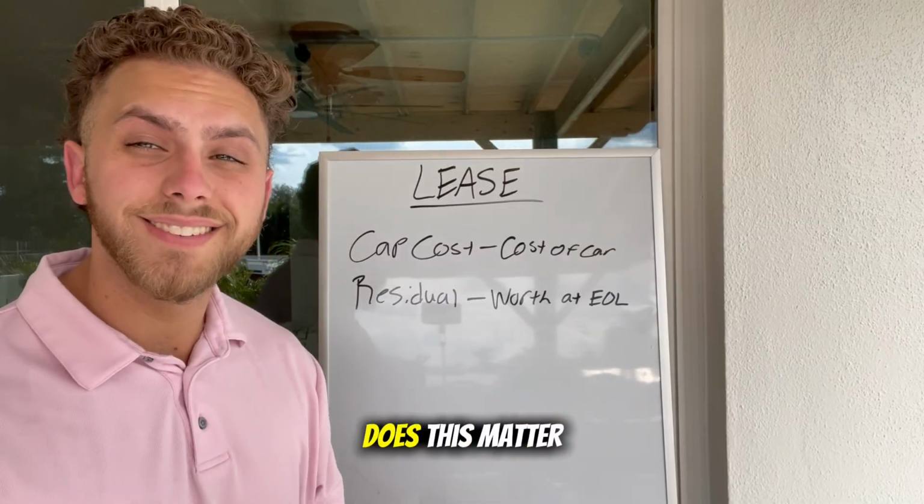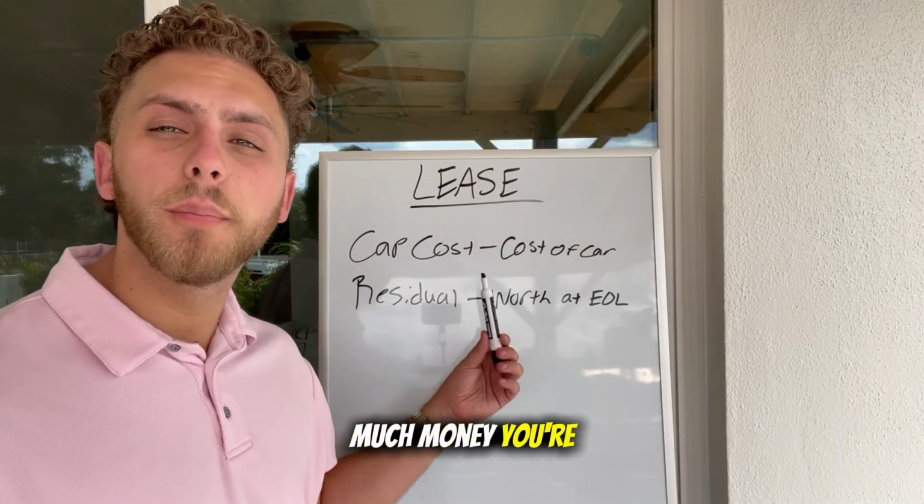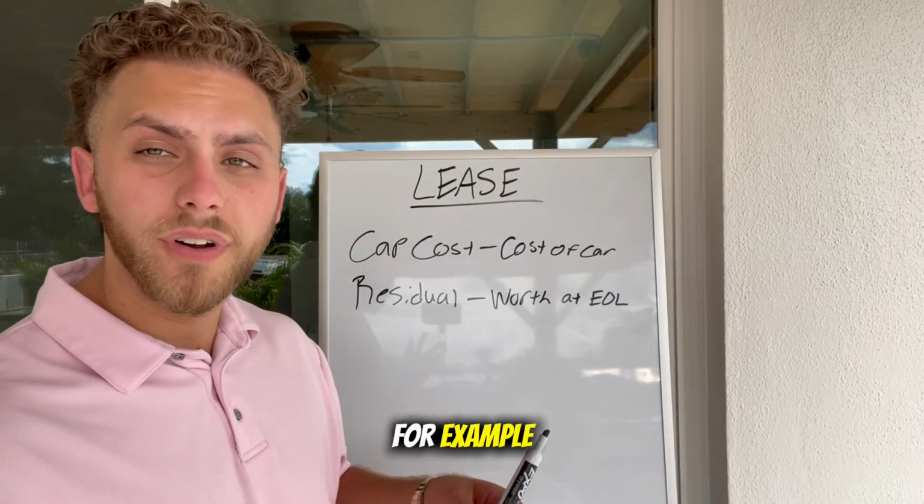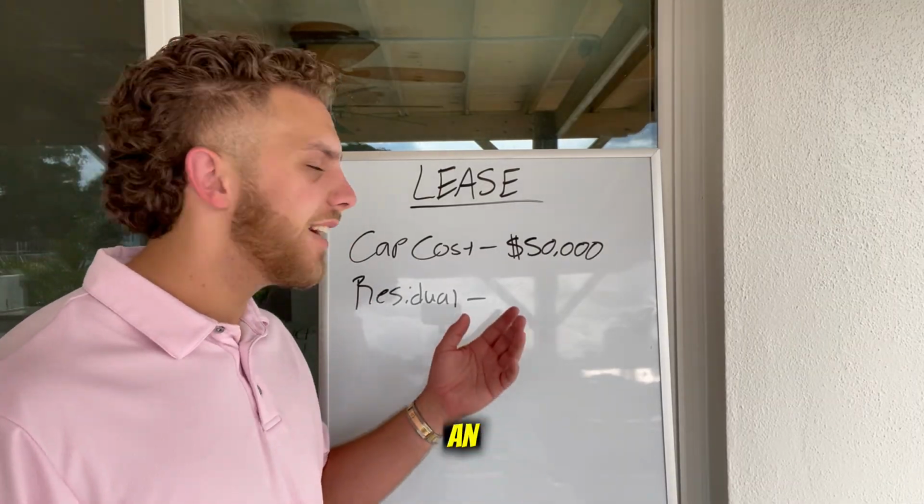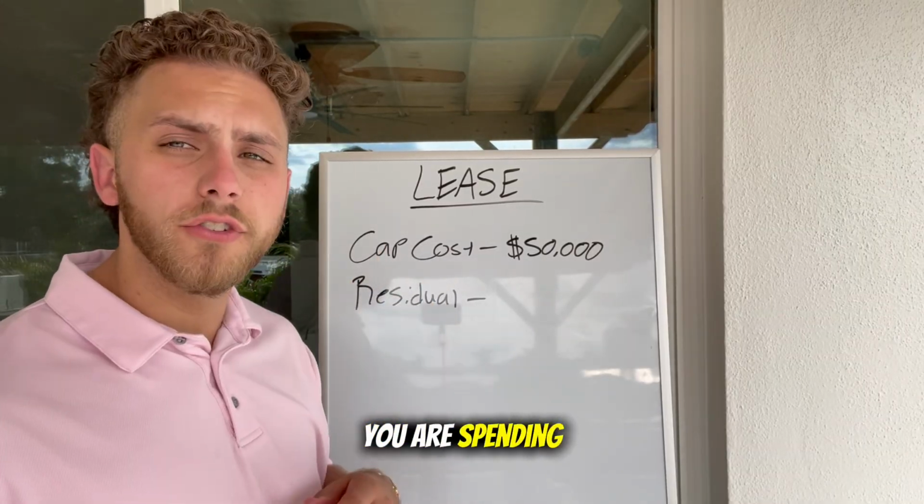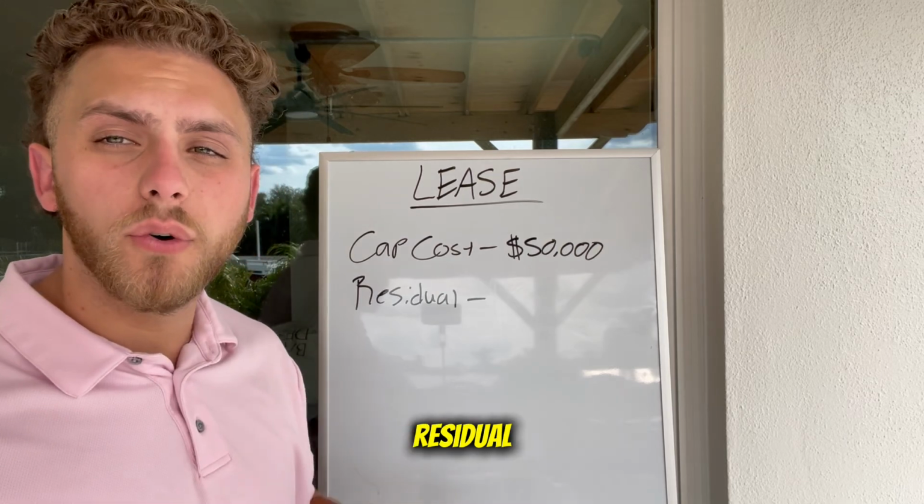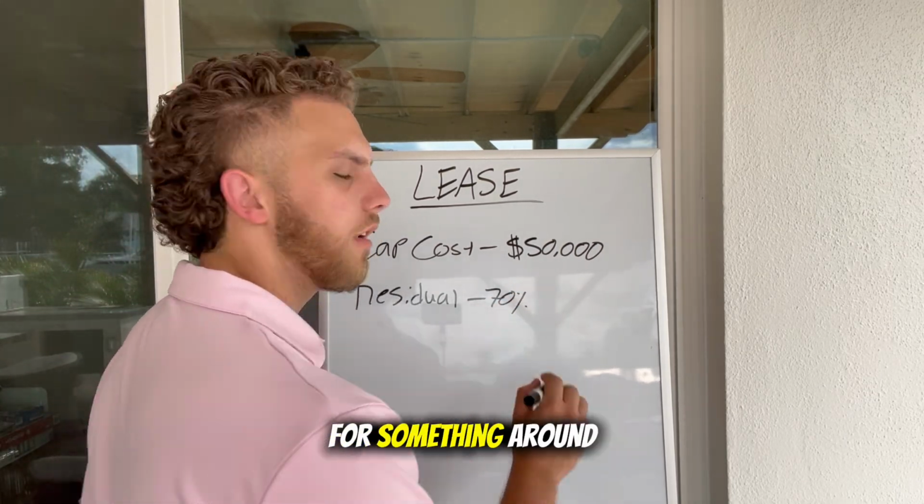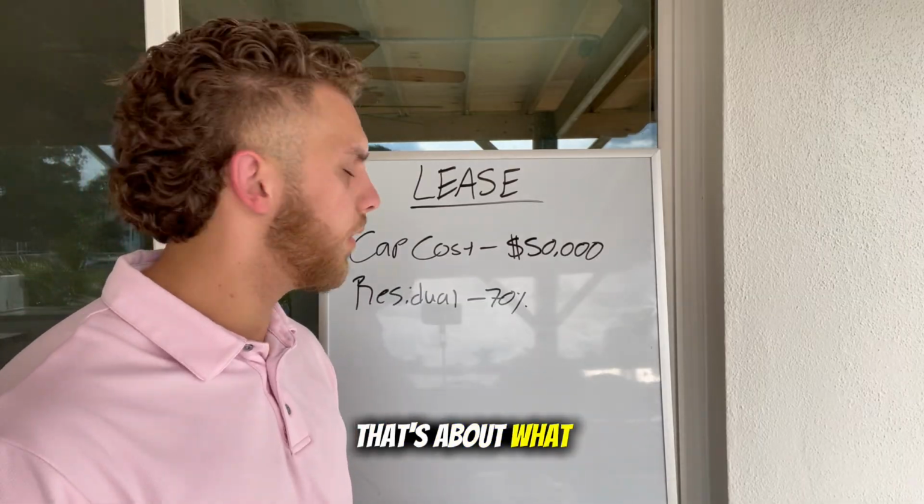So why does this matter? This is how much money you're borrowing. This is what your payment is calculated off of on a lease. So for example, let's say that you are buying an SUV that you are spending $50,000. That's the cap cost. That's what you are spending on it. The next thing you need to know is your residual, which is always a percentage, which we look for something around 70%. That's about what it's going to be worth at the end.